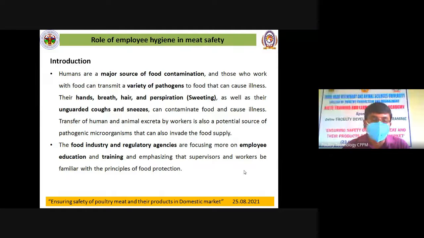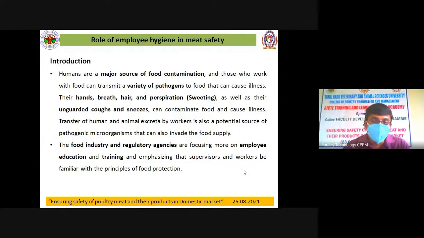due to the contamination. The person who is handling the food, that is their hand, the breathing air, their perspiration, that is sweating, as well as their unguarded cough and sneezes, can contaminate the food and cause illness. And transfer of human and animal excreta by the workers is also one of the potential sources of pathogenic microorganisms that can invade the food supply. Once it gets entered, it is difficult to remove the pathogens. So you have to take all precautions to avoid the entry of pathogens or microbial organisms into the food supply chain.